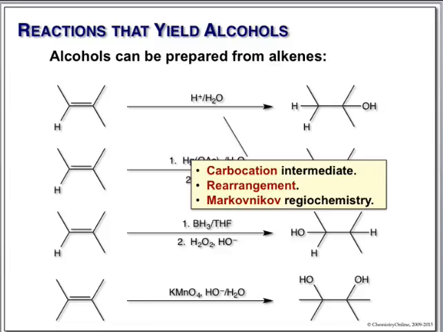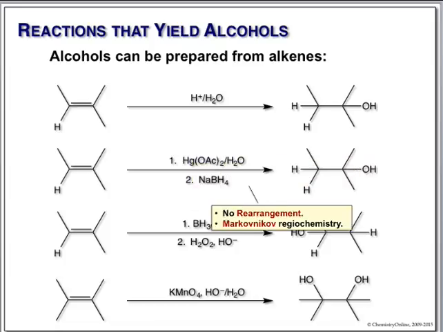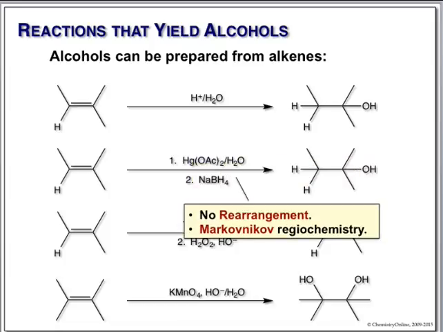If your molecule is simple and does not undergo rearrangement, this kind of hydration will work fine. If you have a molecule that is prone to rearrangement, you can avoid that by using mercury(II) acetate. Second step, sodium borohydride, because you wind up with an organic mercurial. The borohydride simply gets rid of your mercury. Again, it's Markovnikov regiochemistry, but no rearrangement.